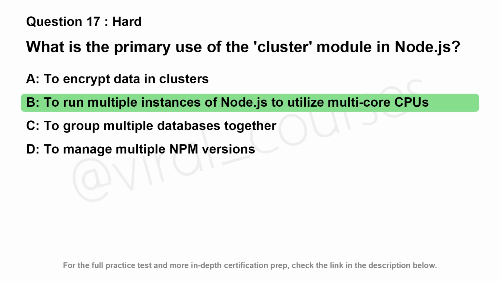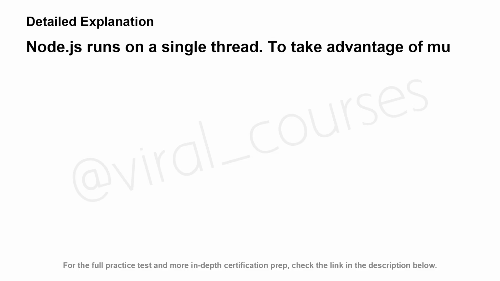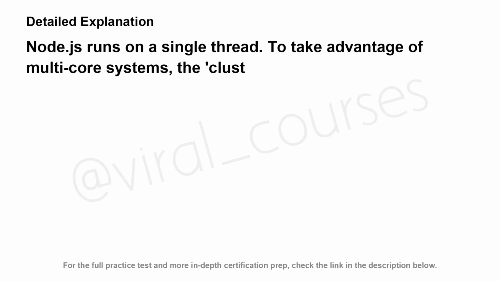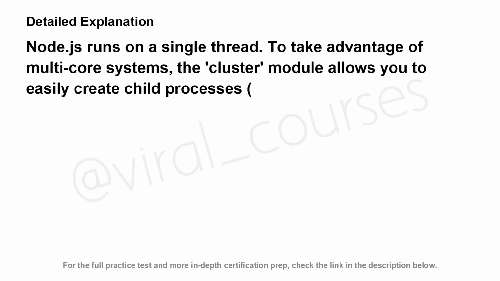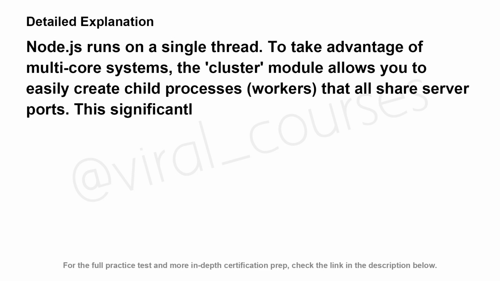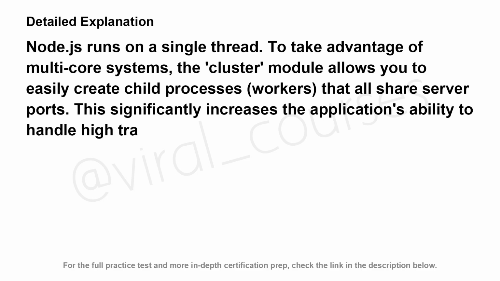The correct answer is B. Node.js runs on a single thread. To take advantage of multi-core systems, the cluster module allows you to easily create child processes, workers, that all share server ports. This significantly increases the application's ability to handle high traffic.